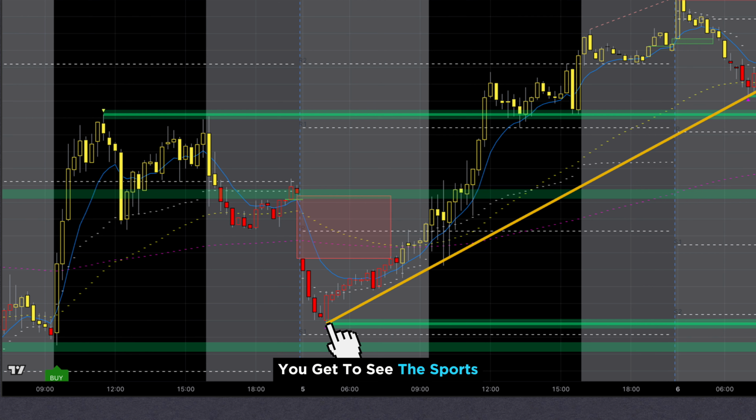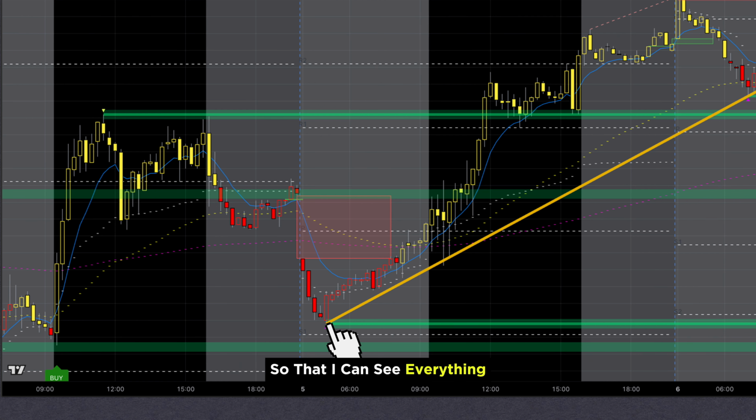You get to see the support, you get to see the resistance, you get to see the fibs, you get to see the trend line, and you get to see the actual trend of the stock. Trading does not get any easier than this. This is why I built it.